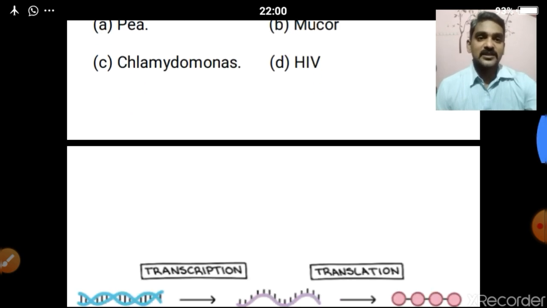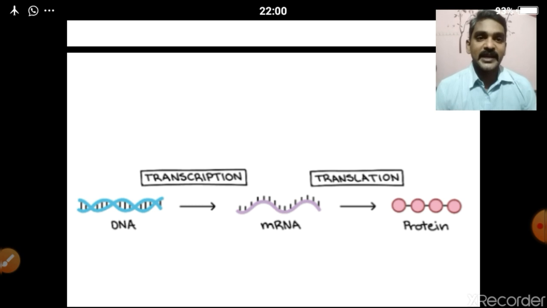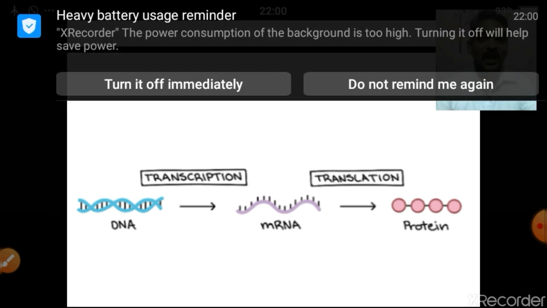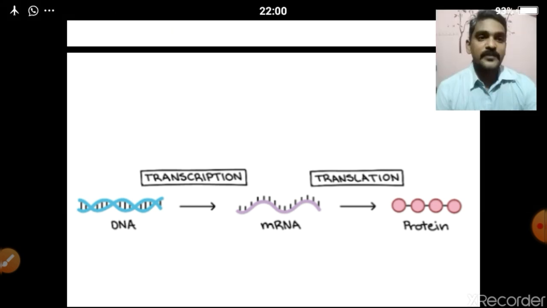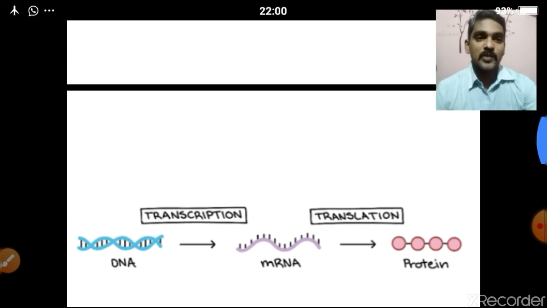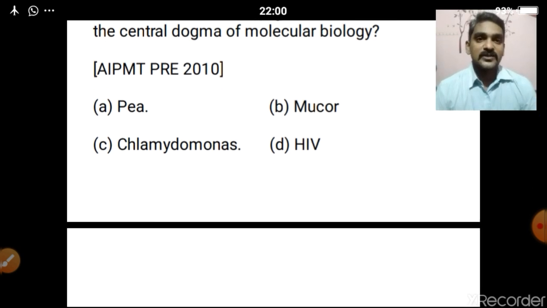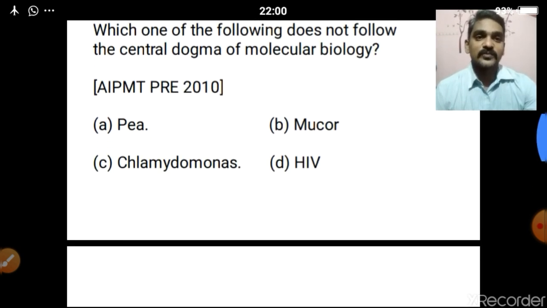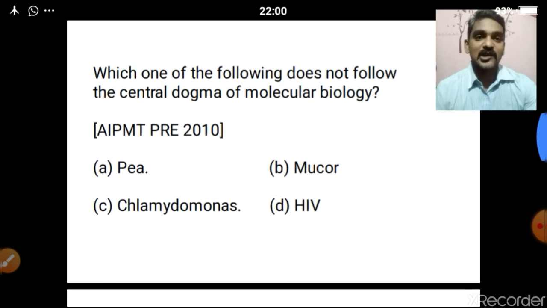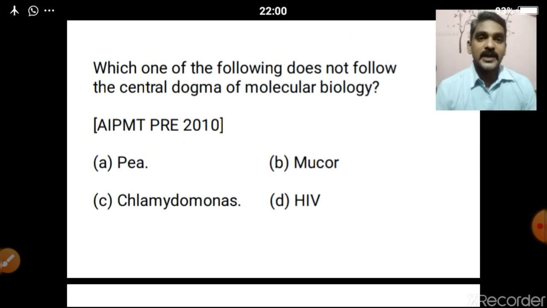You can see here DNA. From DNA, RNA will be produced. That is the process called transcription, and from RNA, protein will be formed. That is called translation. This is the central dogma. The question is, which among the four does not follow the central dogma? You can see the first option, that is a plant. So plant follows the central dogma. All the plant species follow the central dogma.